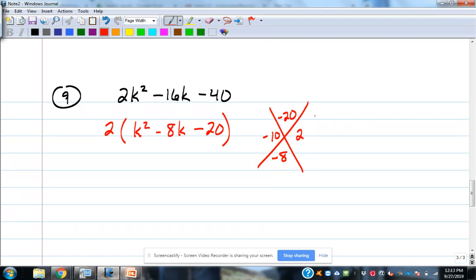Because we have to multiply to be negative 20, so we have to have a positive and a negative, and then it's got to add to be negative. So the bigger number's got to be negative there. Can I take the shortcut on that part? What's in front of k squared now? A 1. So yeah, the parentheses part's kind of a separate problem, and there's a 1 in front of that. So I can take the shortcut to do k minus 10 and k plus 2. And then this 2 that we factored out at the beginning, just out there in the front.